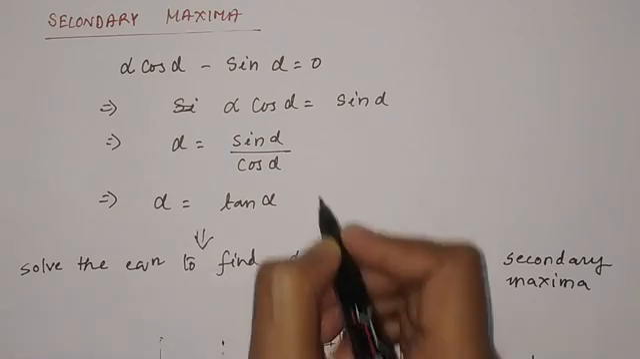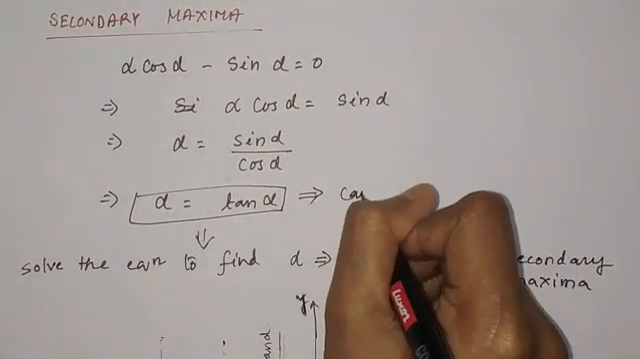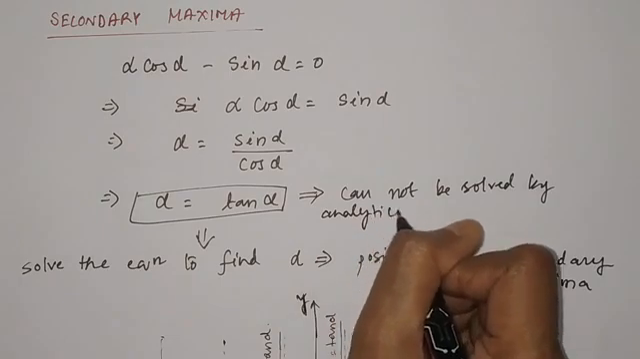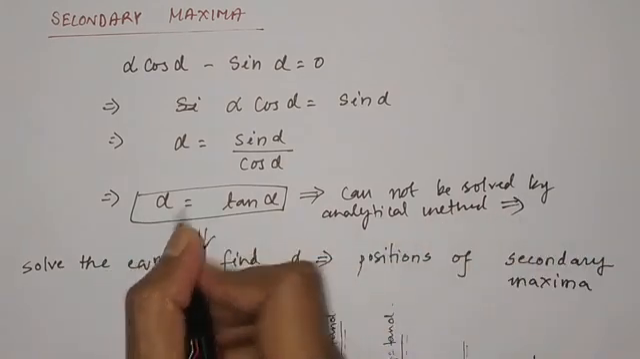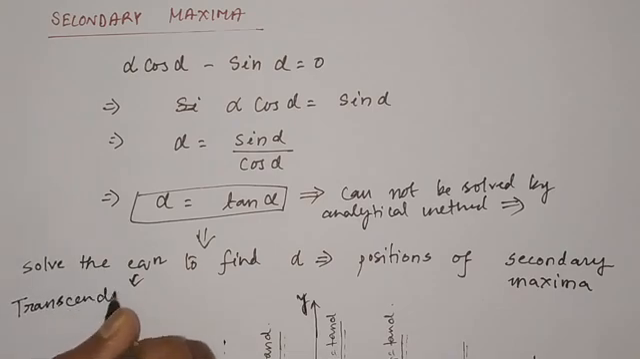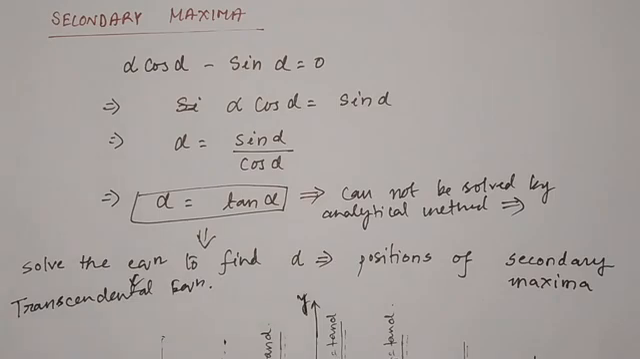But this equation, alpha equals tan alpha, cannot be solved by analytical method, because this equation is called a transcendental equation. Transcendental equation means if there is a term which can be expanded using an infinite series, then that equation is called a transcendental equation. So if you expand tan alpha, you will see that it will be an infinite series. Some other examples of transcendental equations are the logarithmic series or exponential series, etc., because they can be expanded as a sum of infinite terms.